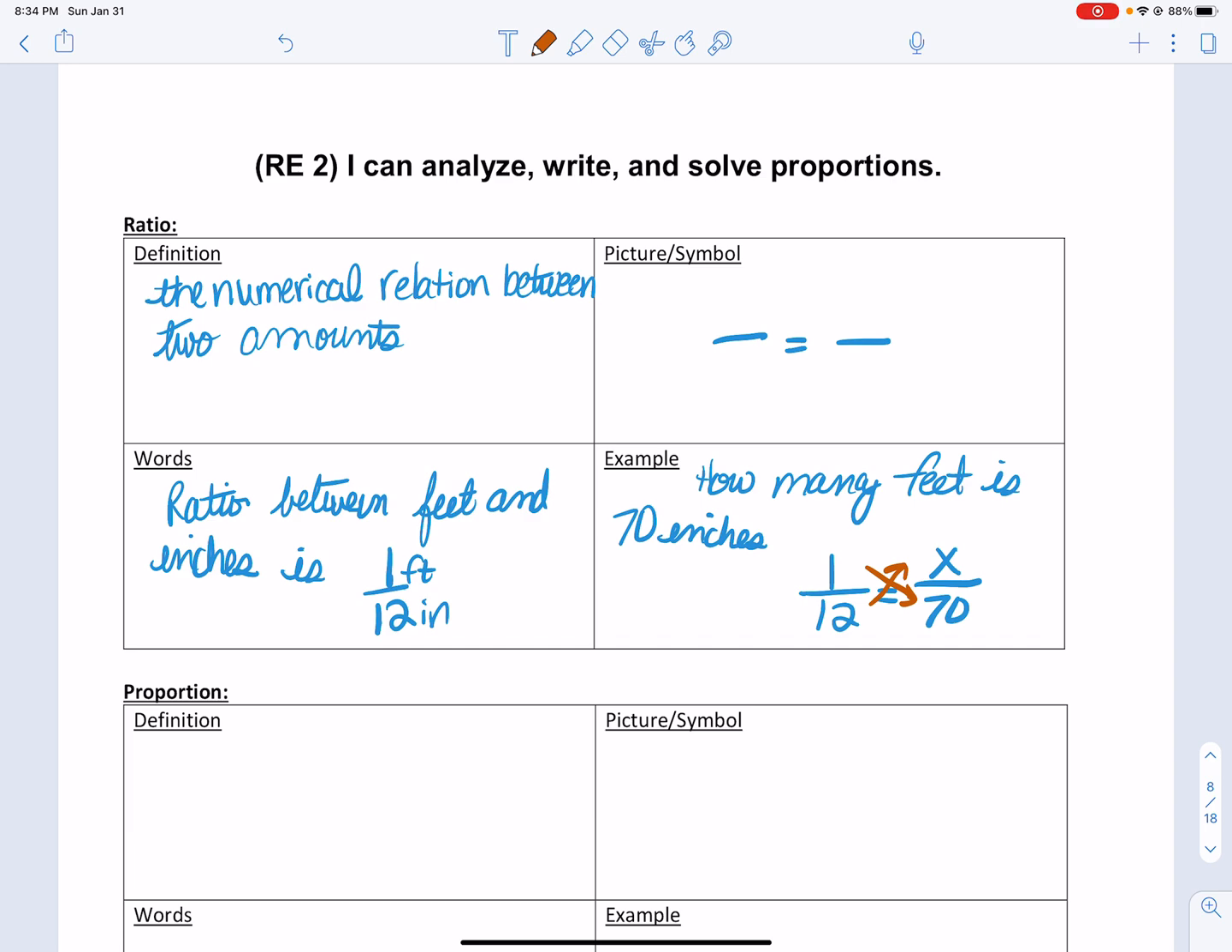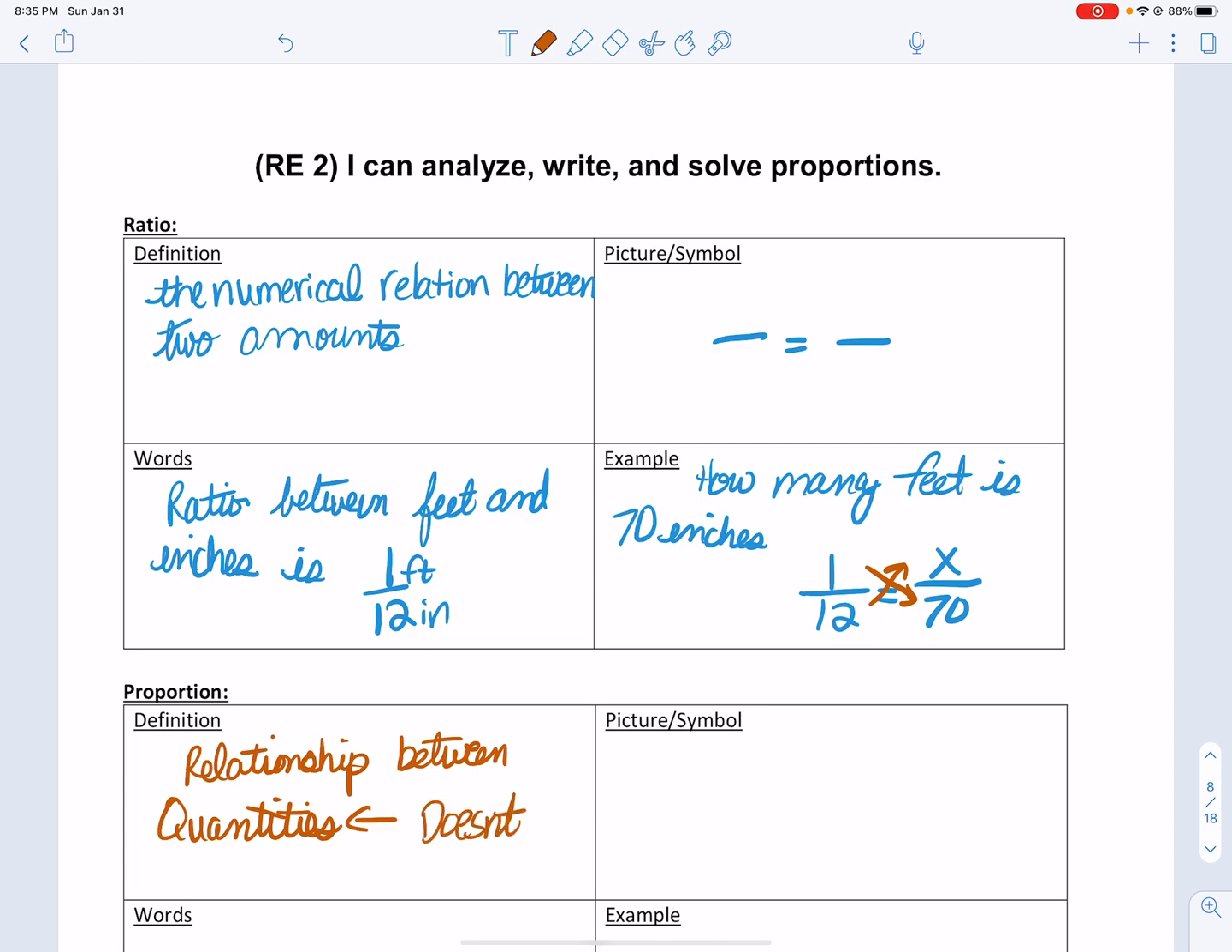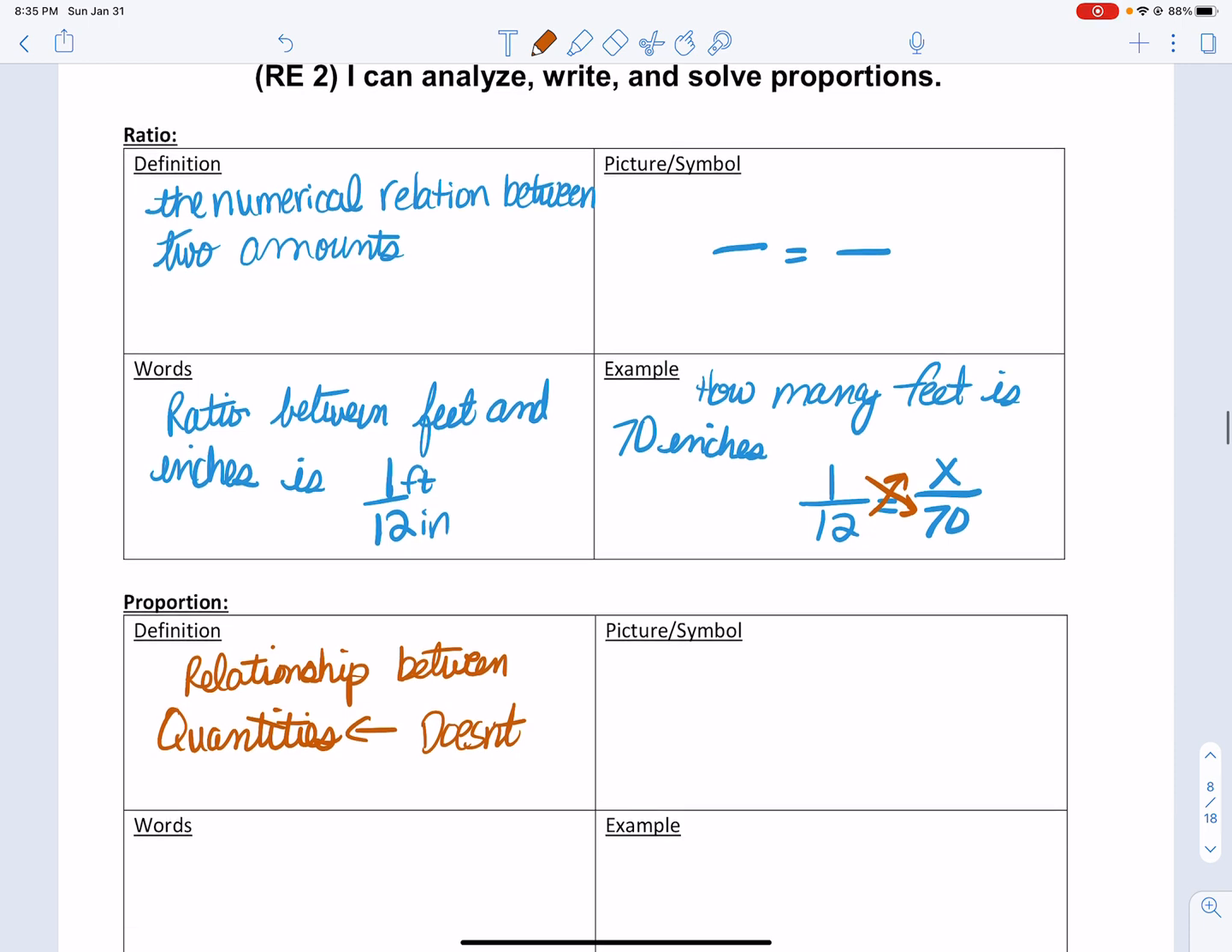Okay, what a proportion is, they're very similar to each other. The definition of a proportion is just a relationship between quantities. Okay. And so it could be a ratio, but it doesn't have to be numerical.